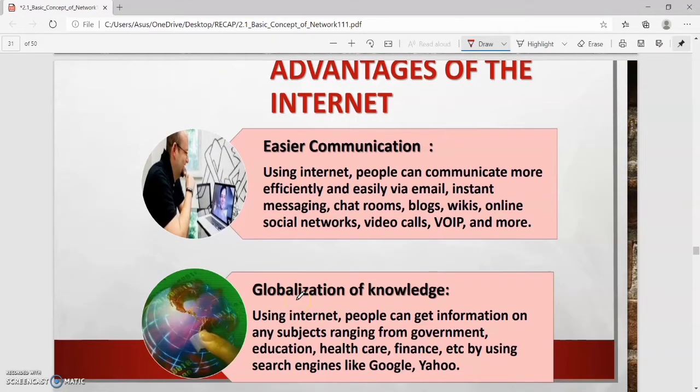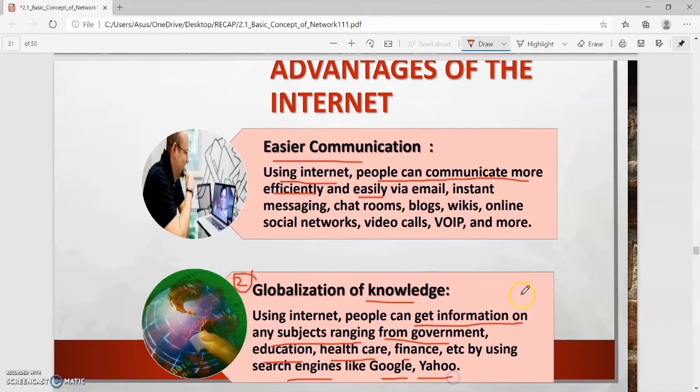Okay, advantage of internet. You can explain based on easier communication, because when you're using the internet, people can communicate more efficiently and easily via email, instant messaging, chat room, blog, wiki, online social network, video call, and more. Second, globalization of knowledge. By using internet, people can get information on any subject ranging from government, education, healthcare, finance by using search engine like Google, Yahoo.